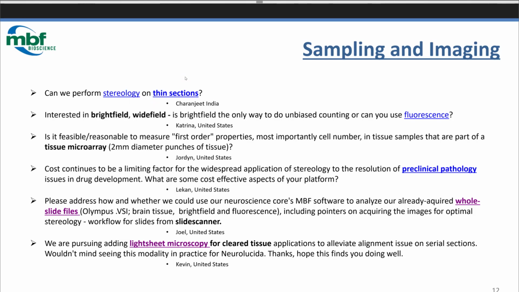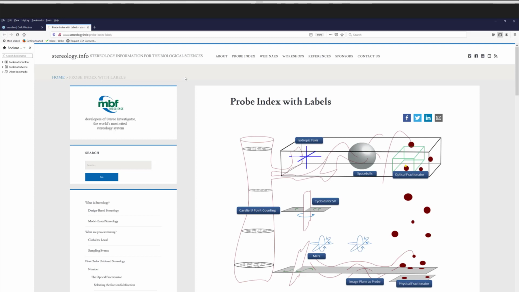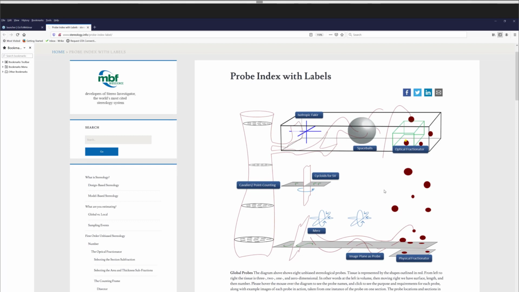And let's go back to stereology.info and just get reminded that the answer to your question is yes. If you are estimating volume, you can use thin physical or optical sections. If you're estimating surface or length, there are probes for thin sections, but then you have to manipulate your tissue blocks in a funny way in order to assure isotropy or randomness in 3 dimensions. So we really suggest that you use thick sections for estimating surface, estimating length, and for estimating number.